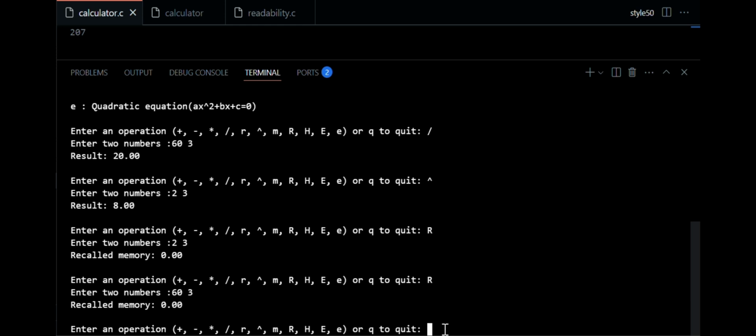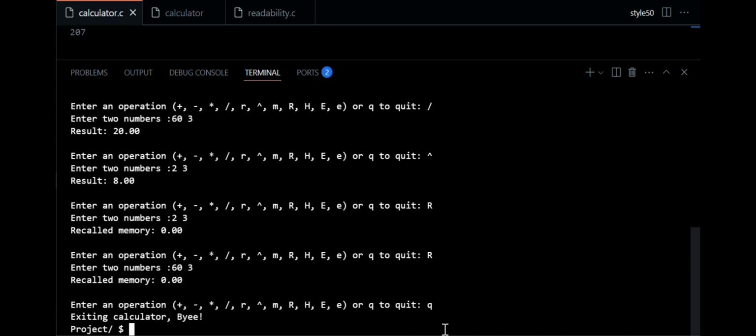Now I'm going to quit this as everything worked fine. So I'm going to quit this, and it says exiting calculator.